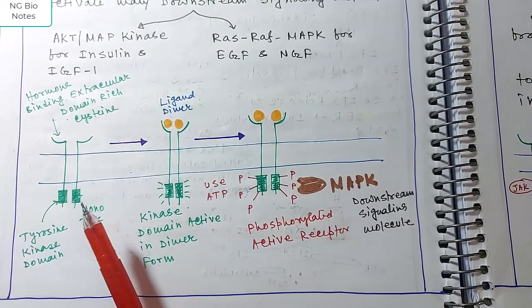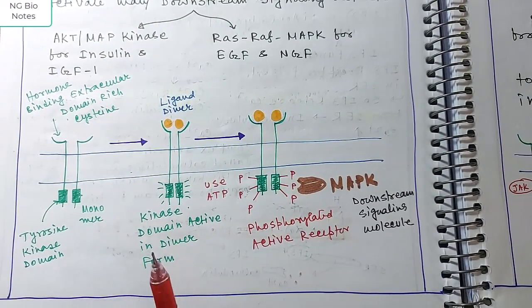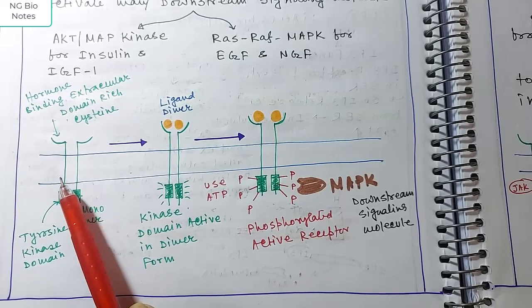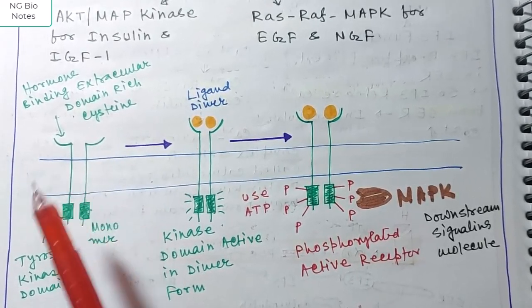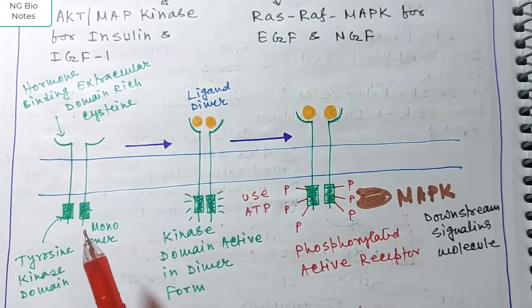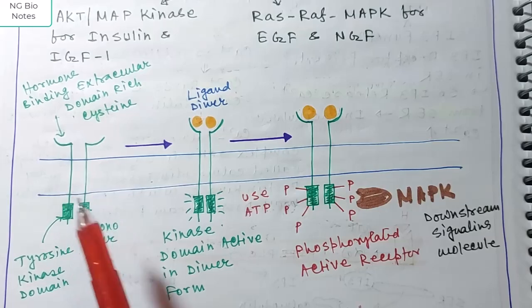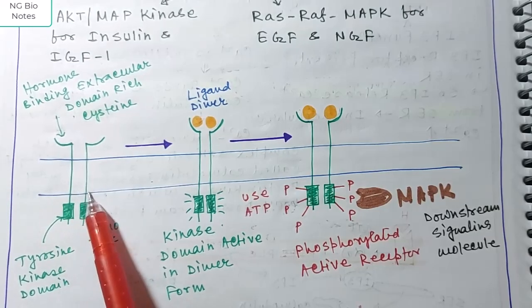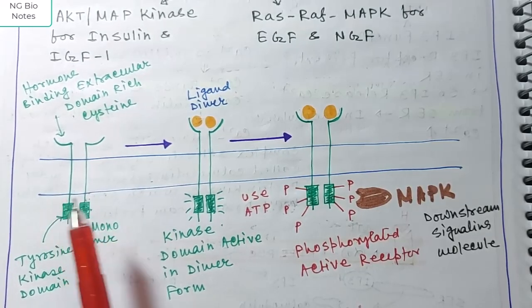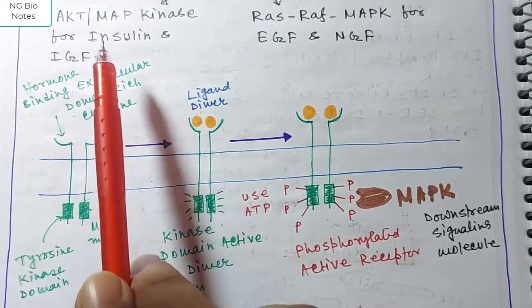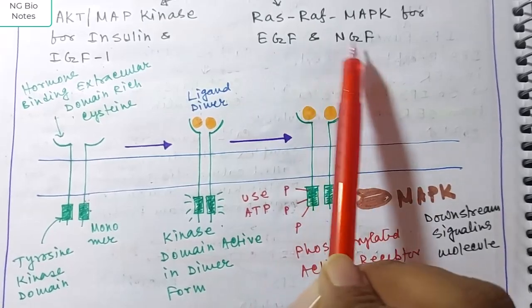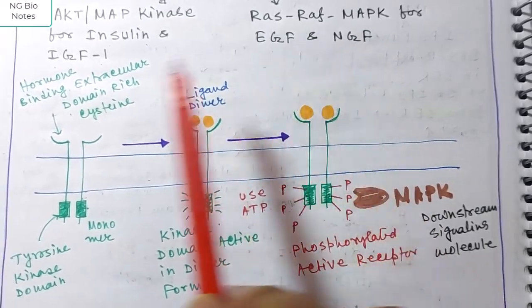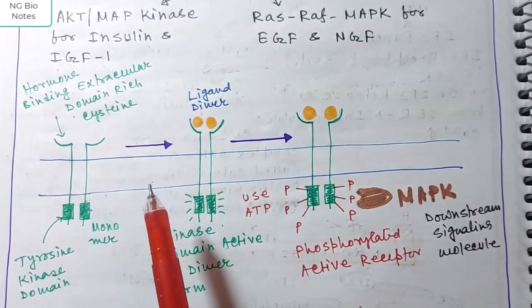Hello friends, in this video we will discuss the tyrosine kinase receptor. The tyrosine kinase receptors are membrane-bound receptors, and this type of receptor does not require any G protein, okay? When the tyrosine kinase receptor is not bound to any hormone, it remains in monomeric form, and this type of receptor will be activated by insulin hormone, IGF-1, EGF and NGF. So this type of ligand can activate the tyrosine kinase receptor.